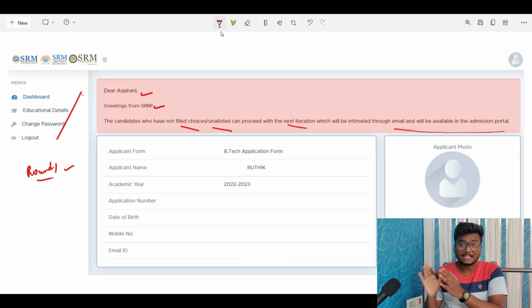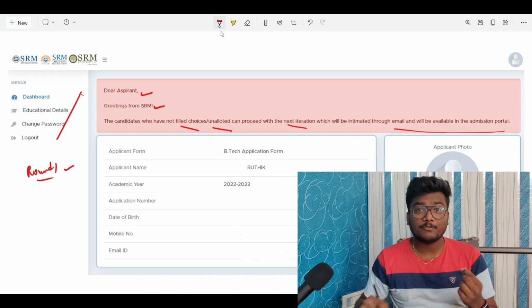So what does that exactly mean? Those who didn't get allotted even after choosing the options, and those who missed the choice filling, those who didn't even fill any choice, both of these kinds of candidates will be allowed for the second round of counseling. That means soon they are going to give one more option for filling the choices. These students should fill the preferences again. They will verify everyone's options and then again they will allot the seats. So that is how the process will be. This is what is meant by next iteration.